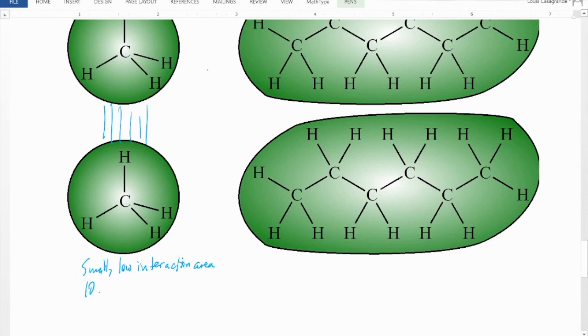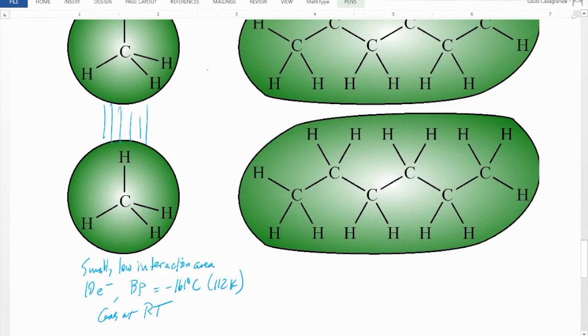It also has only 10 electrons, and so it has a boiling point of negative 161 degrees Celsius. And what is that? 161, 273, 112 Kelvin. Slightly higher than even argon. And it's a gas at room temperature.